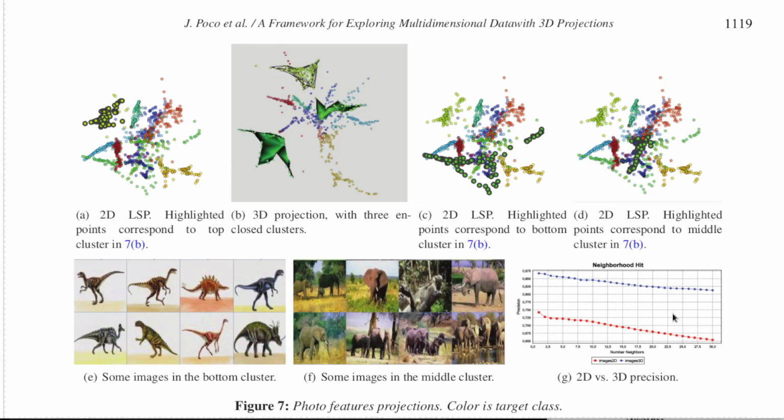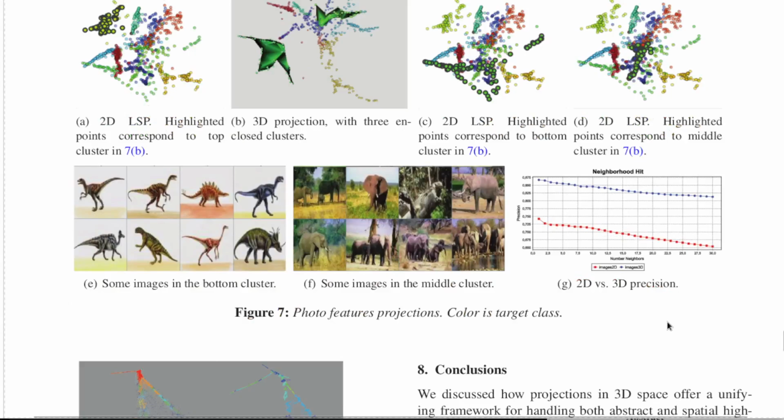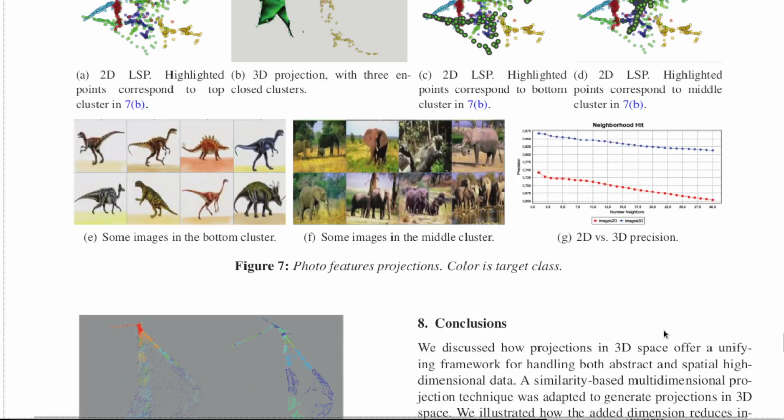Figure 7: Photo features projections. A: 2D LSP, highlighted. B: 3D projection, with 3 NC. C: 2D LSP. D: 2D LSP, highlighted points correspond to top closed clusters, bottom points, and the middle cluster in 7B. E: Some images in the bottom cluster. F: Some images in the middle cluster. G: 2D versus 3D precision. Color is target class.